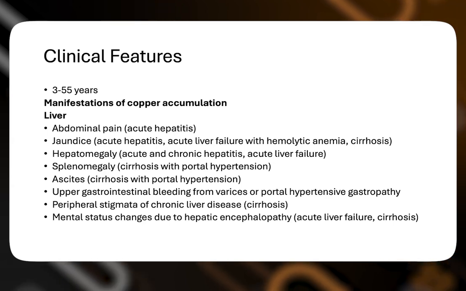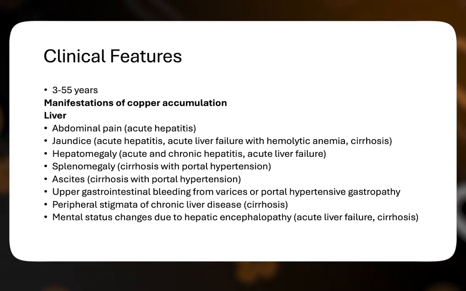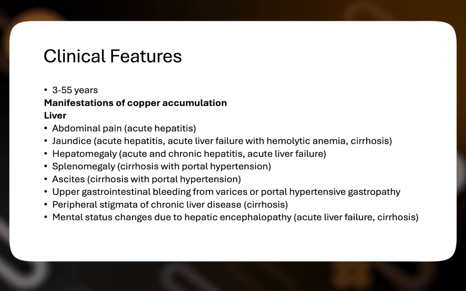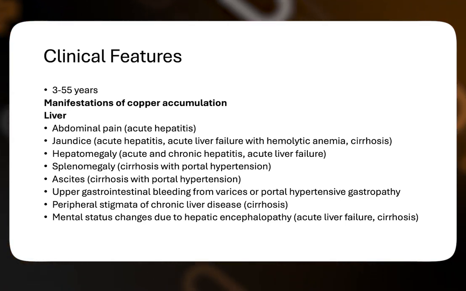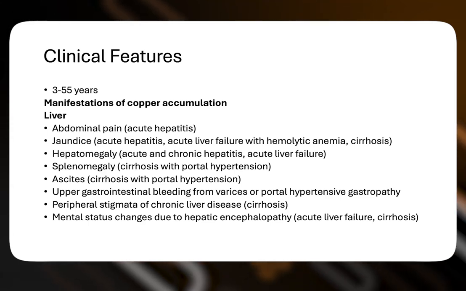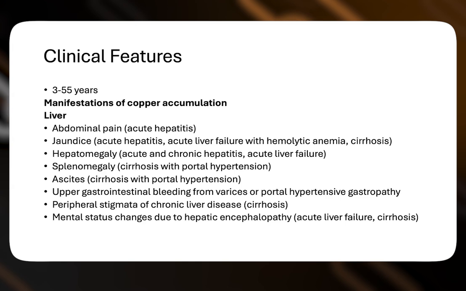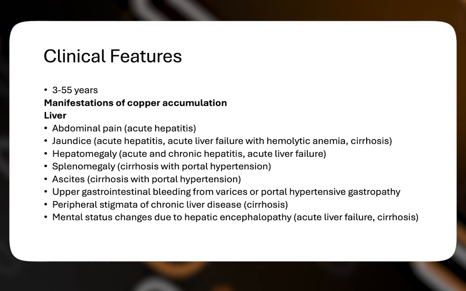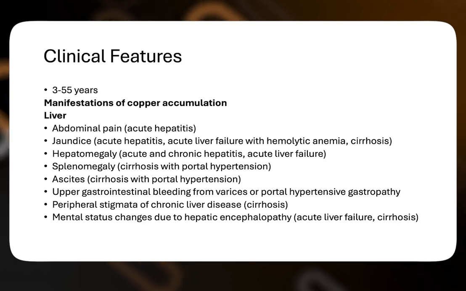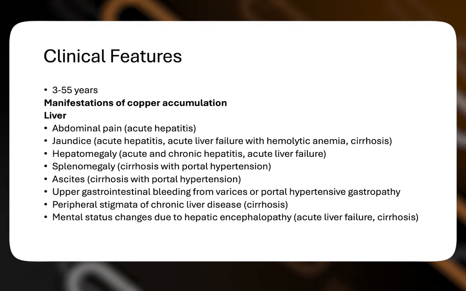Okay, so we'll look at the clinical features. First, with age presentation, it is generally unlikely below 3 years of age, but from above 3 years to the fourth or fifth decade of life, Wilson's can present. Basically, manifestations of copper accumulation in different organs, like the liver. It can have all the manifestations from acute hepatitis to fulminant hepatic failure needing urgent transplant.